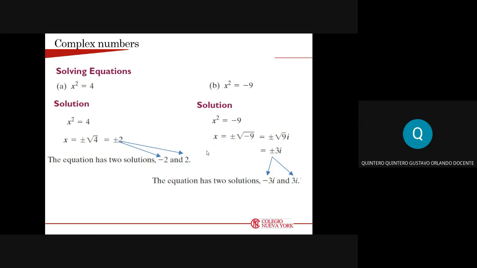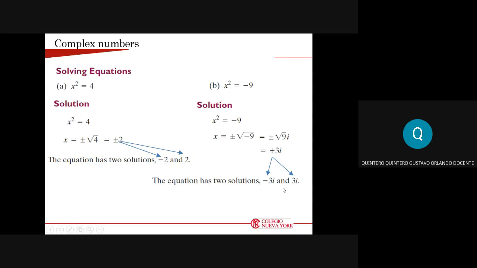If you like to take notes, go ahead and write this as a note. Since these equations are quadratic equations, meaning the exponent is 2, we have two solutions. Always two solutions, right? One with the positive sign, the other one with the negative sign.